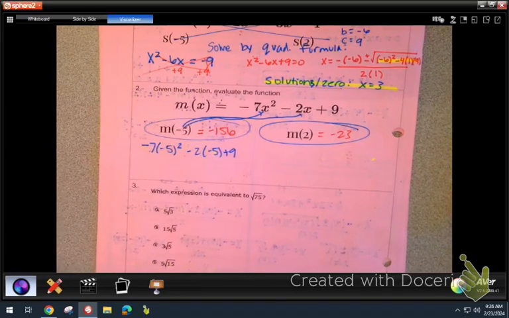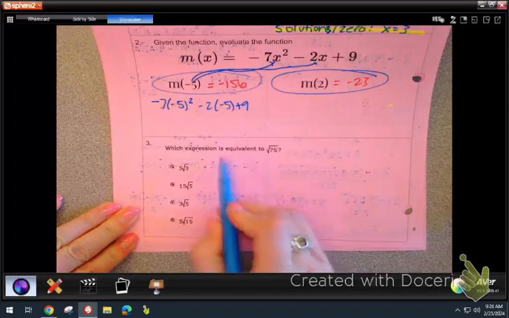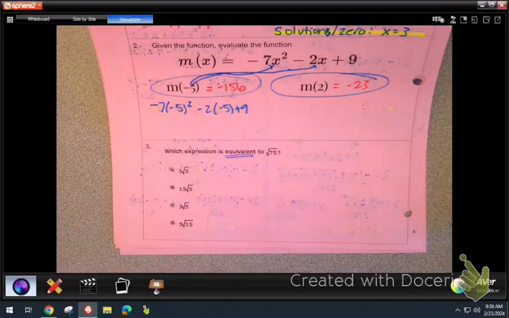We've reviewed that a lot. And then number 3, which expression is equivalent? Again, it words this a lot, saying which one is equal. It's multiple choice. What's the smartest way? Do this problem. What'd you do?